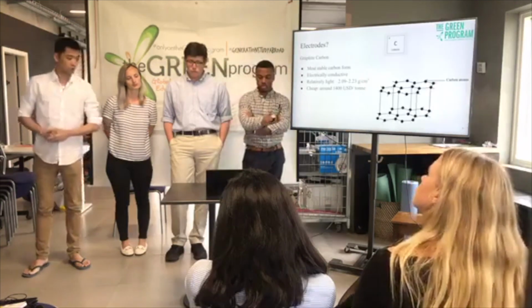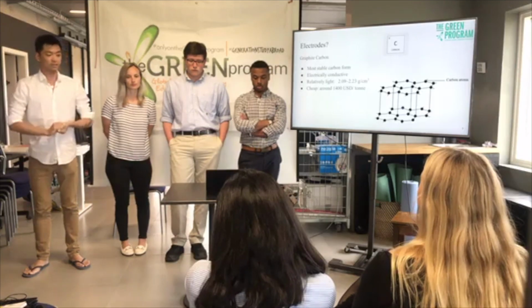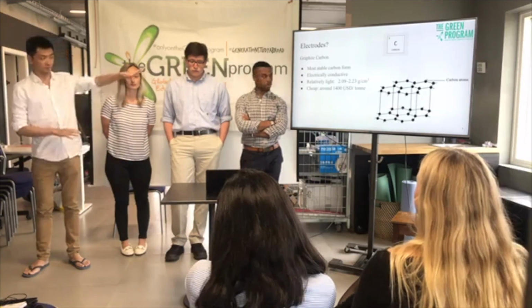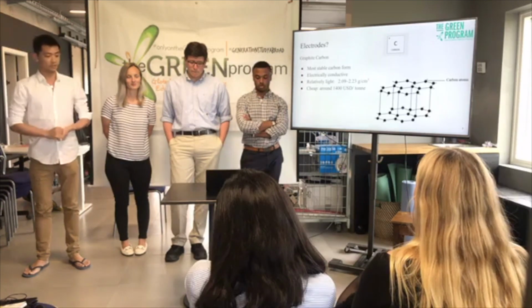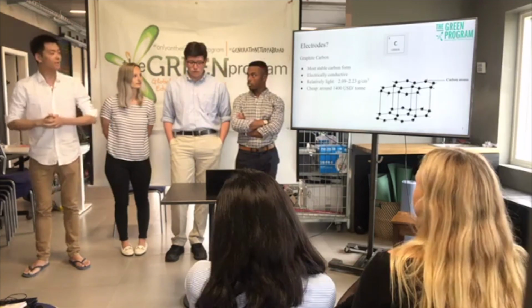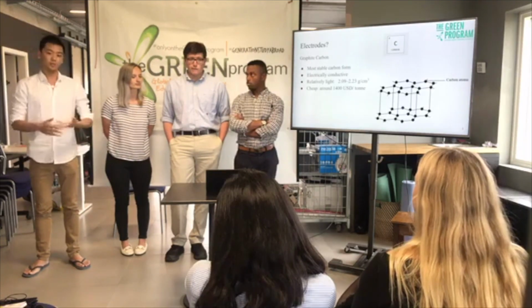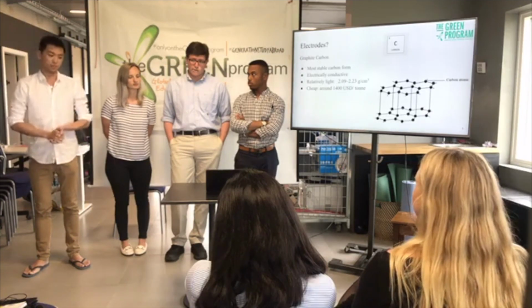The electrode we chose will be graphite carbon because, one, it's the most stable carbon form, and it's very electrically conductive because of the electrons that are free to move in between. It's relatively light and pretty cheap, and you can see the cost of them on the board. Most importantly, it's a very common element. You can get it anywhere, so we can replace the electrode pretty easily if we need to.